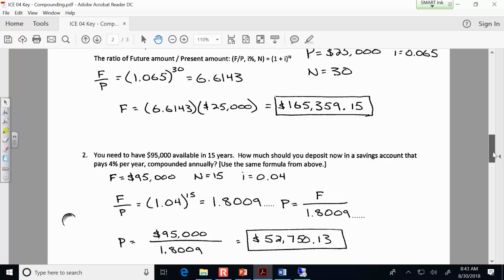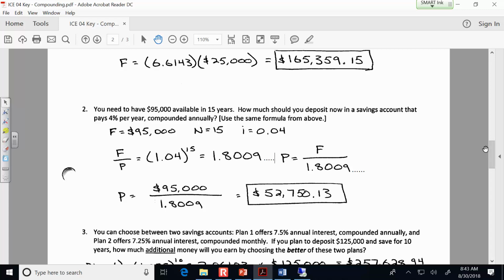All right, on problem 3, there are 2 ways to do it. The first way is for the one that's compounding monthly, plan 2. One of the ways to solve for the plan 2 amount is to convert this annual interest, which is a nominal rate, from the nominal amount and find the effective amount. You could do that using the formula that is here on the whiteboard. Find the effective amount, and then the normal compounding way, n would be 10, since there's 10 years.